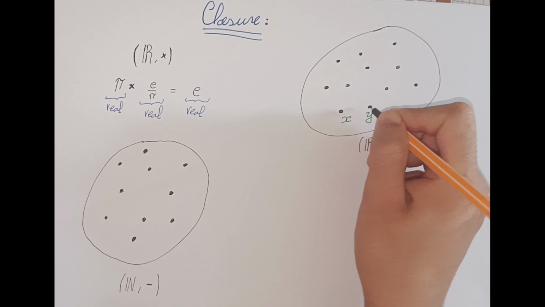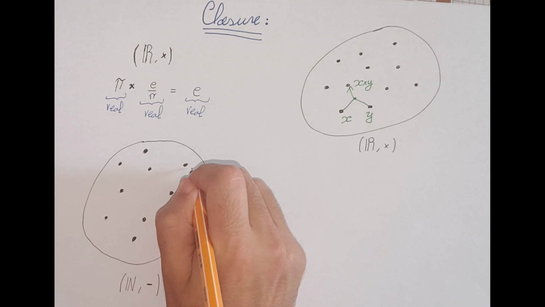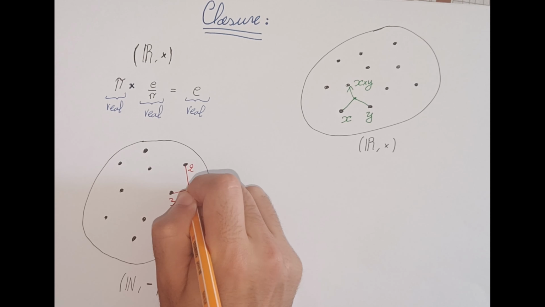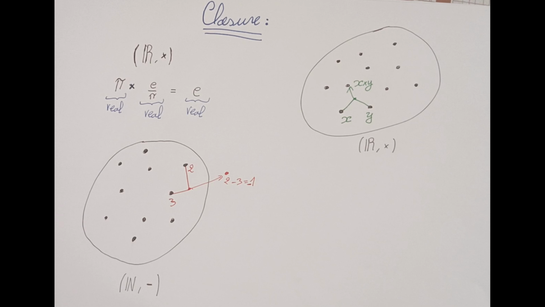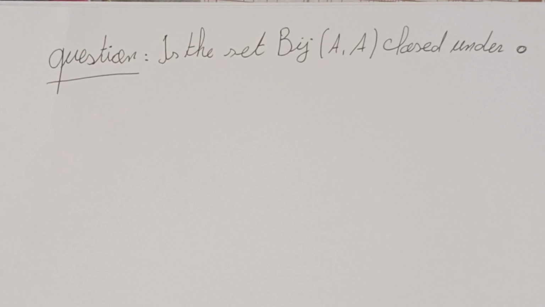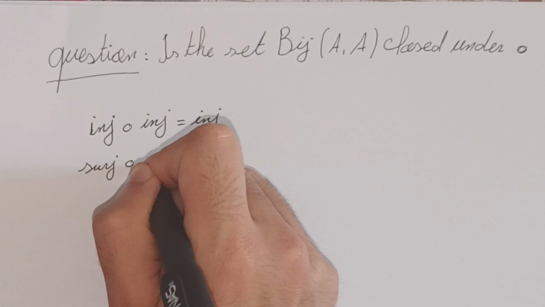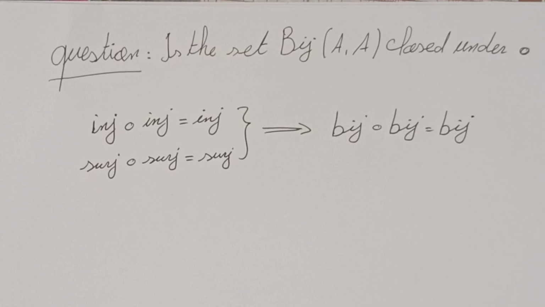An example for this is the set of reals with multiplication. Any two reals multiplied will result in a real number. What about naturals under subtraction? Well, closure doesn't hold as we can see. Now the practice question. Is the set of bijective functions closed under composition? Again, I encourage you to pause the video and try it yourself. The answer is yes, since we already know from set theory that composition preserves the bijectivity of functions.